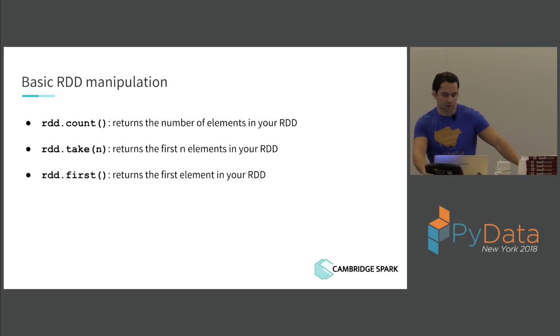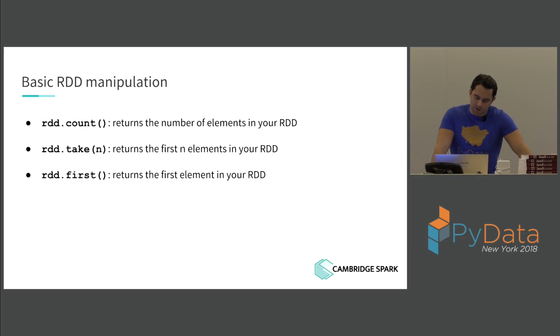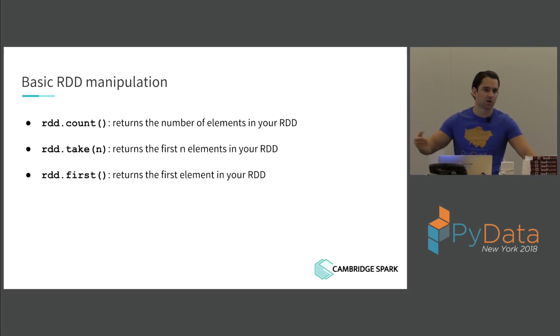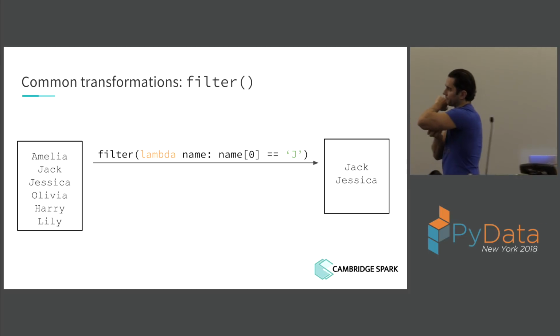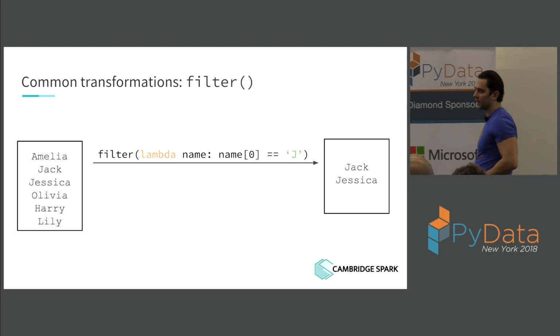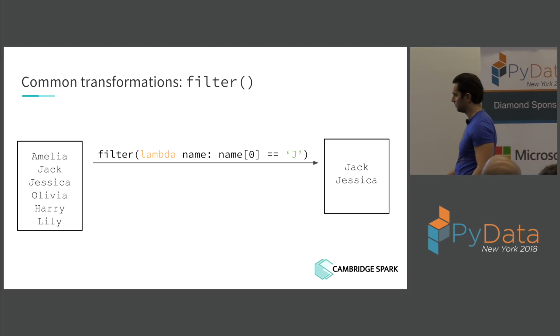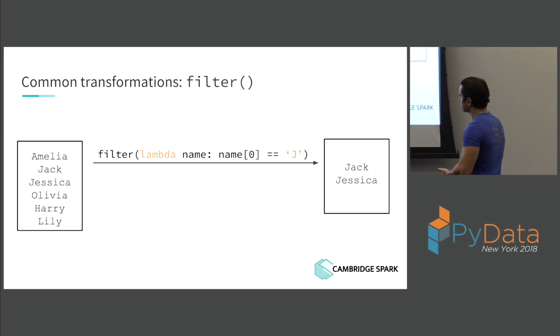There are very simple operations that you may use. Count returns the number of elements. Take returns the first n elements in your RDD; first returns just the first one. Just a couple of basic operations to get you started. Now, where things get more interesting are common data processing patterns that you may be familiar with if you're using pandas.